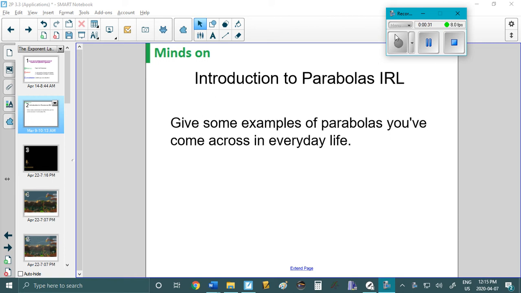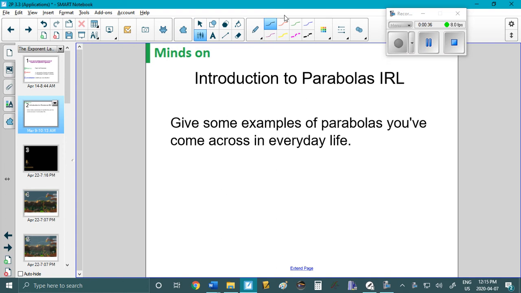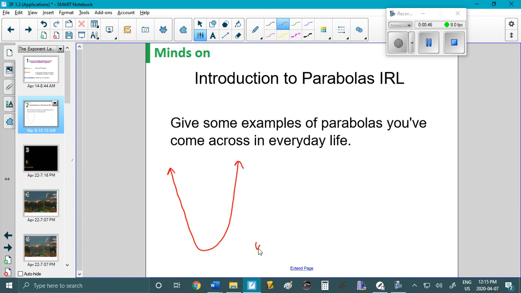So what I would have done in class is I would have asked you to give me some examples of parabolas you have come across in everyday life. So remember, parabolas look like this, and we put little arrows there to say that they keep going. Or they can look like this, upside down. Or sometimes they just start and then they go like this. There's lots of different ways these things can look. This would just be the case where we had a starting point and it didn't go on forever in the opposite direction. So let me just get into some examples.